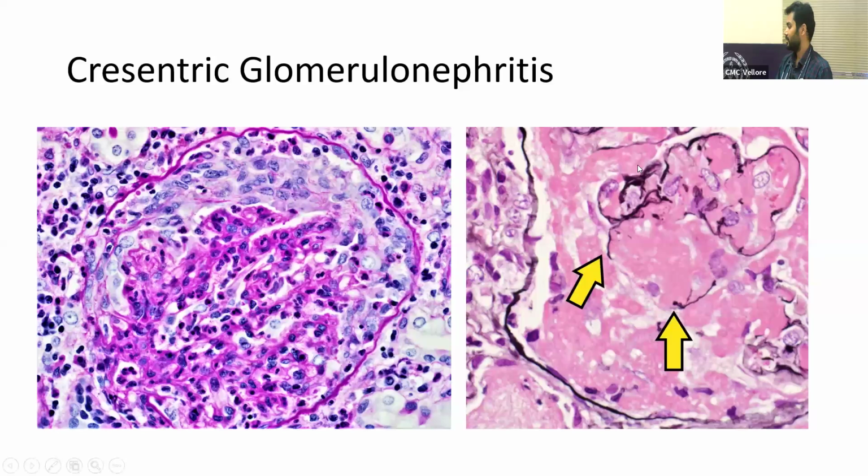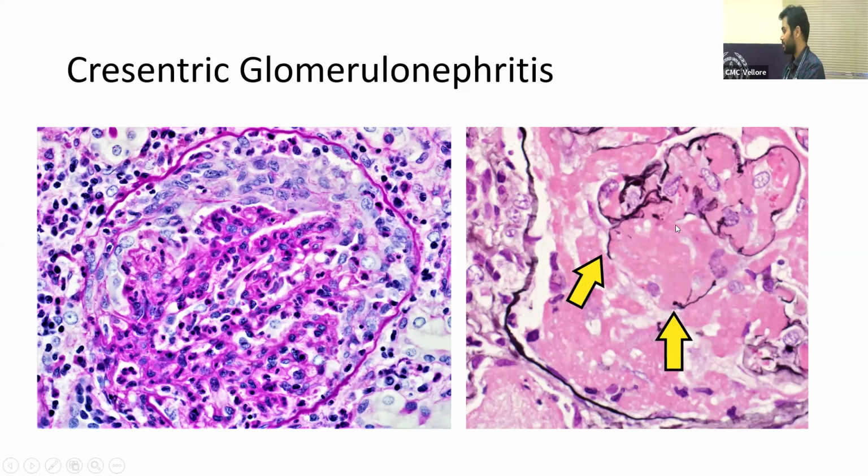This is an example of crescentic GN. Usually crescents are seen in the Bowman space. So why are these crescents formed? Because of severe inflammation, this is one glomerular capillary loop which causes rupture of the capillary loop. This is a silver stain showing this discontinuation of the glomerular capillary wall.